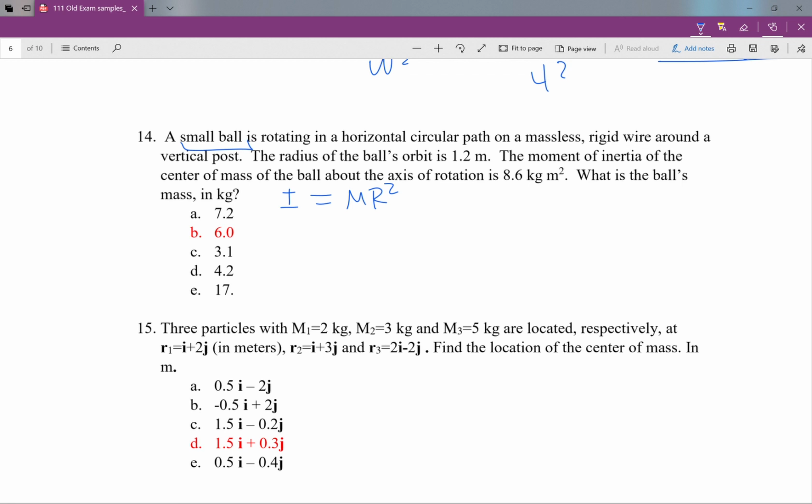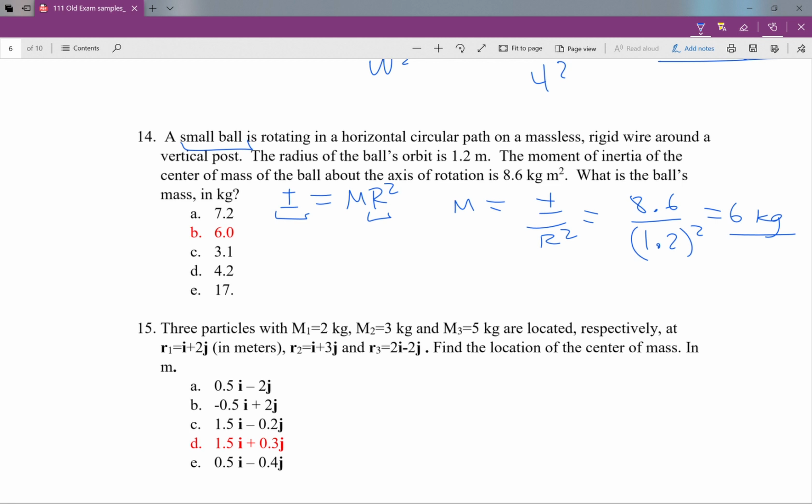Now, we're trying to look for the mass. We know the moment of inertia, and we also know the radius. So all we have to do is solve for m. That's going to be I over r squared, which will be 8.6 divided by 1.2 squared, and that'll give you 6. Okay, 6 kilograms.